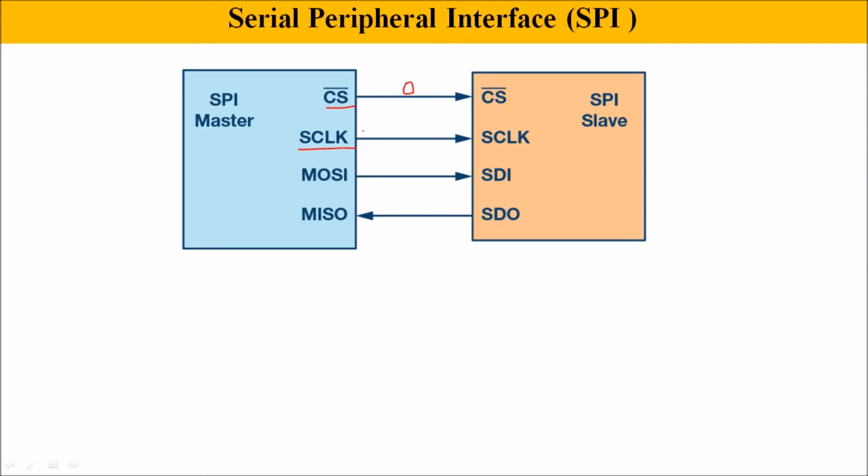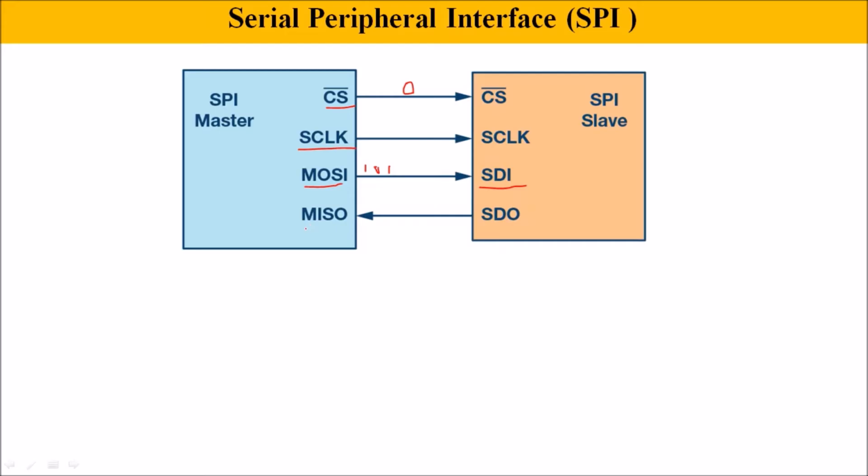So the master transmits the clock signal to all slaves connected using the SPI protocol. The next terminal is MOSI, that is the master out slave in terminal. Through this, the master transmits data serially, one bit at a time, and the slave receives this data on its SDI pin, that is the slave data in pin.